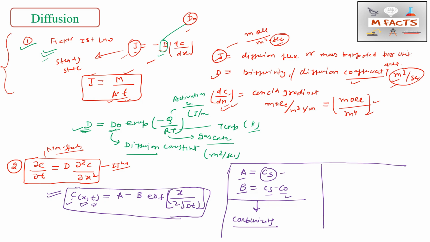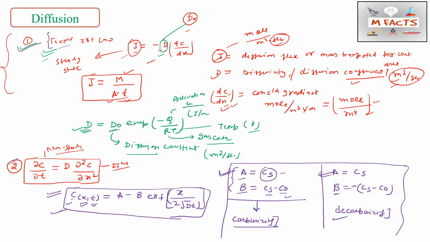We put these A and B values here, solve the equation, and find the value. This is for the carburizing case. What about decarburization? Whenever they ask about decarburization, everything will be the same. This is a very easy part: only a minus sign will come at the B side. So this is carburizing, and this is decarburizing.